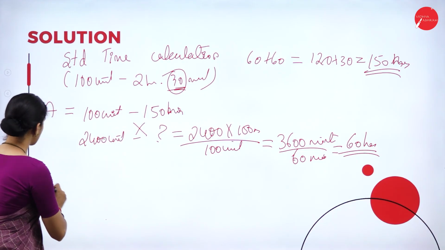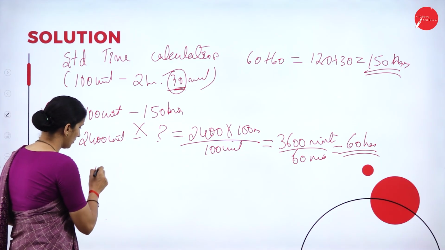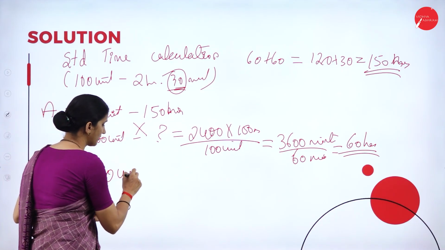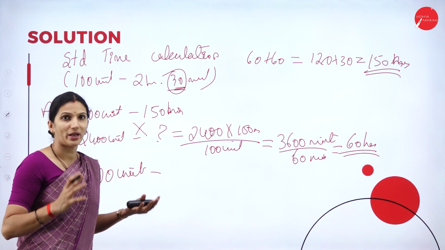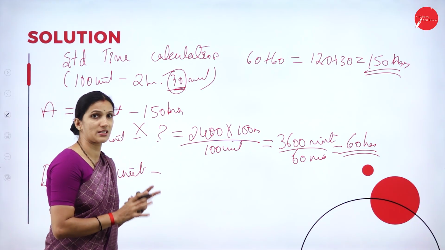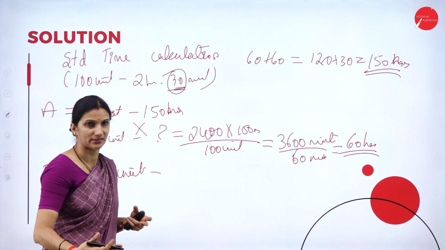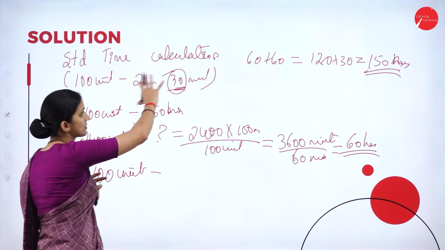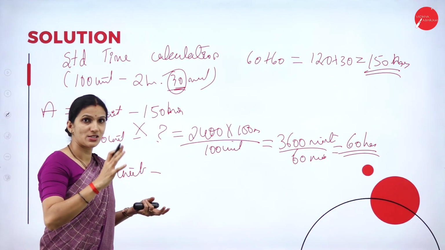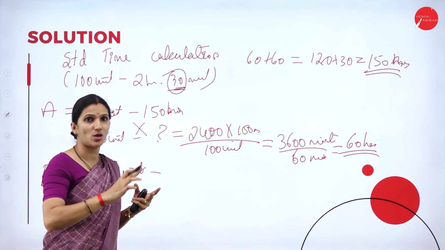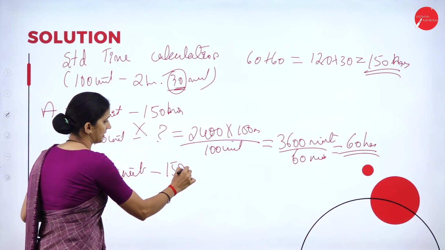Understood? So now in the same way we will calculate for B also. Again for B, for the production of 100 units, the time fixed is 2 hours 30 minutes. You understood, right, why we are taking it as 150 minutes? Because we cannot take it as 2.3, so we are converting the whole into total minutes. So 2 hours 30 minutes, that means 60 minutes plus 60 minutes, 2 hours is 120 minutes, additional 30 minutes, that is 150 minutes.